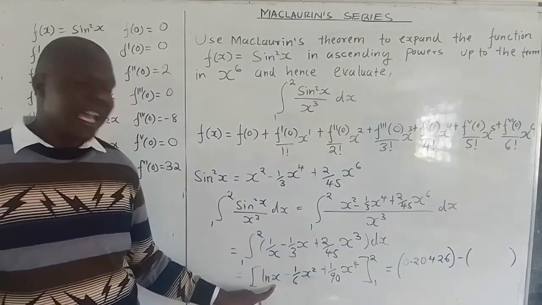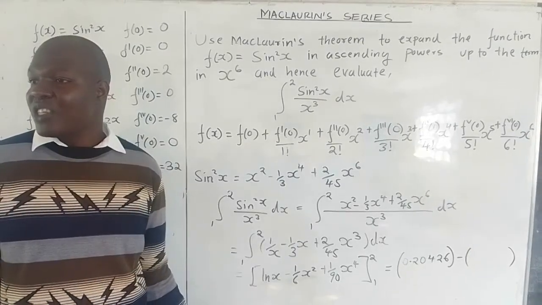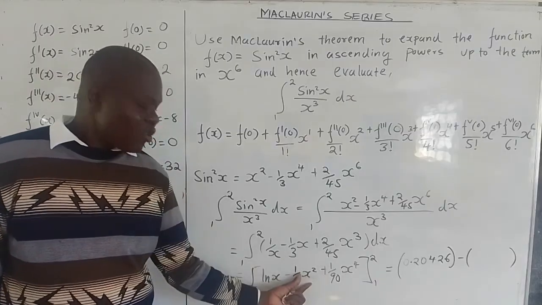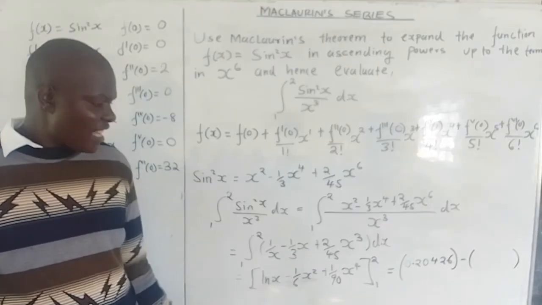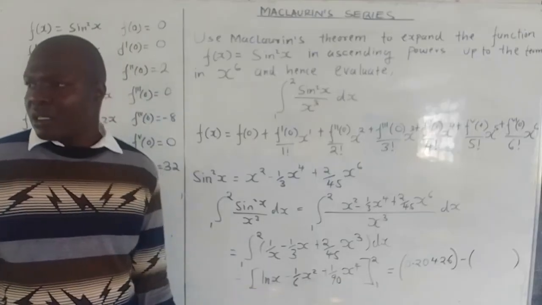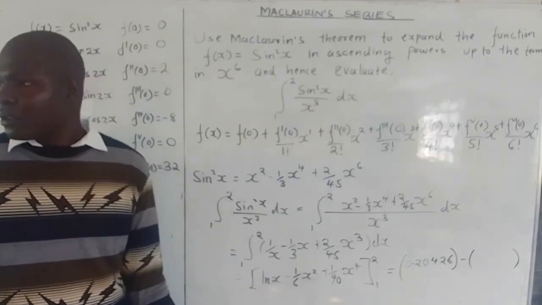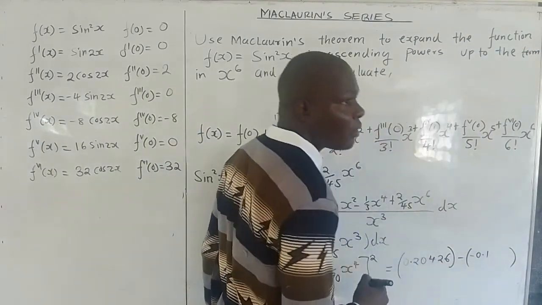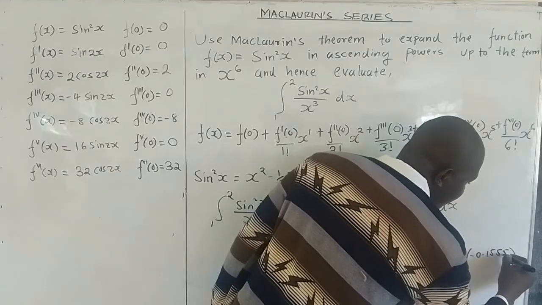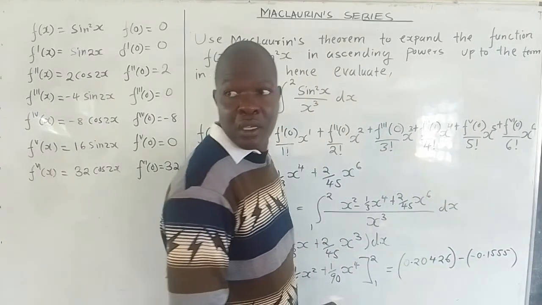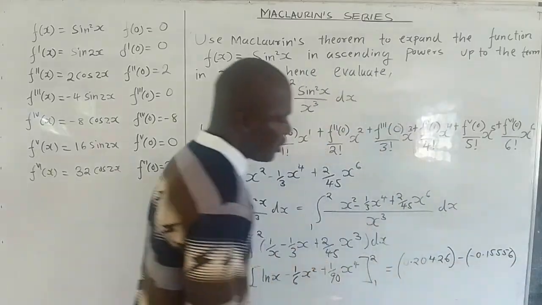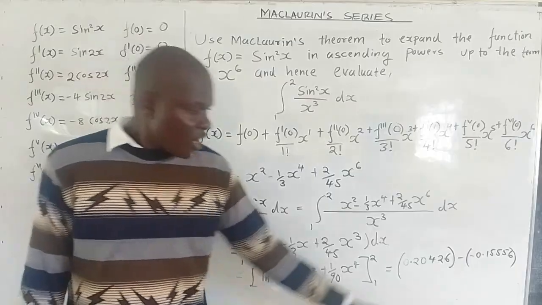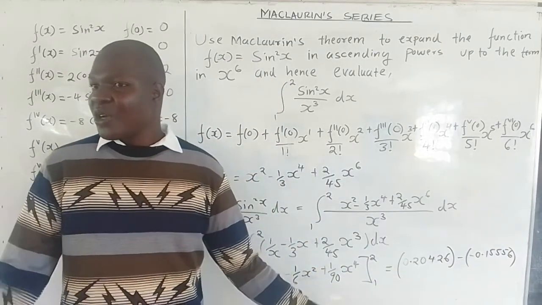When you substitute 1, ln of 1 is always 0. The log of 1 is always 0, isn't it? Substitute ln of 1 minus 1 over 6, 1 squared. 1 raised to any power is just 1, isn't it? So this is just negative 1 over 6 plus 1 over 90. What do you have? Negative 0.15556, to 5 decimal places. So this negative into negative: you are going to have minus negative, so that is going to be positive.